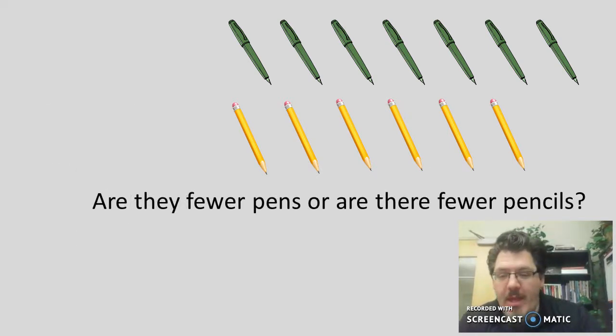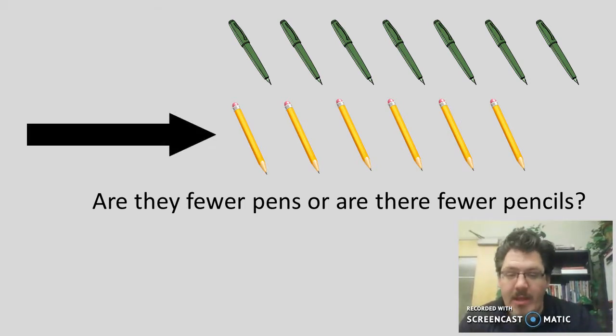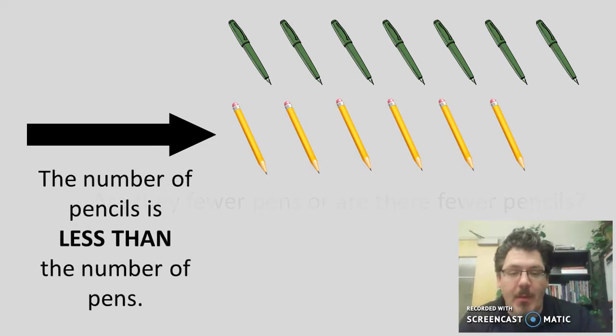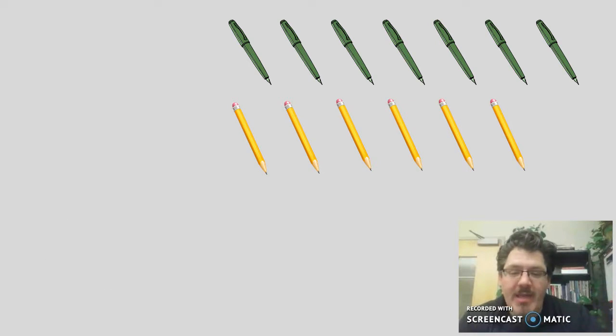In this situation, you can also ask the opposite question. Are there fewer pens or are there fewer pencils? Well, there are fewer pencils. In other words, the number of pencils is less than the number of pens. At this point, we have met what the standard is asking students to be able to do. But let's continue to reinforce the counting ideas that we have been working on.